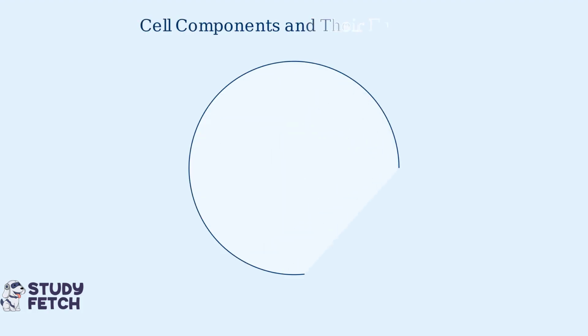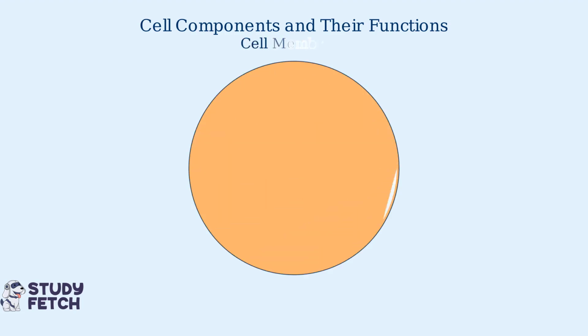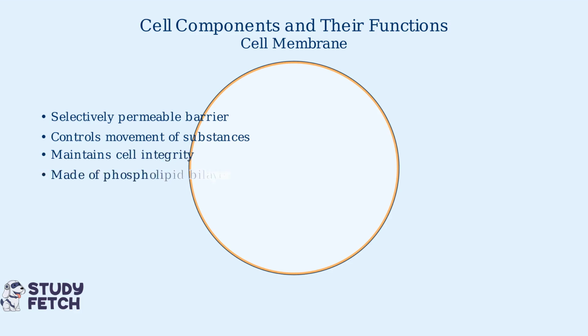Let's explore the components of a eukaryotic cell and their functions. The cell membrane is a selectively permeable barrier surrounding the cell. It controls the movement of substances in and out of the cell, maintains cell integrity, and is made of a phospholipid bilayer with embedded proteins.